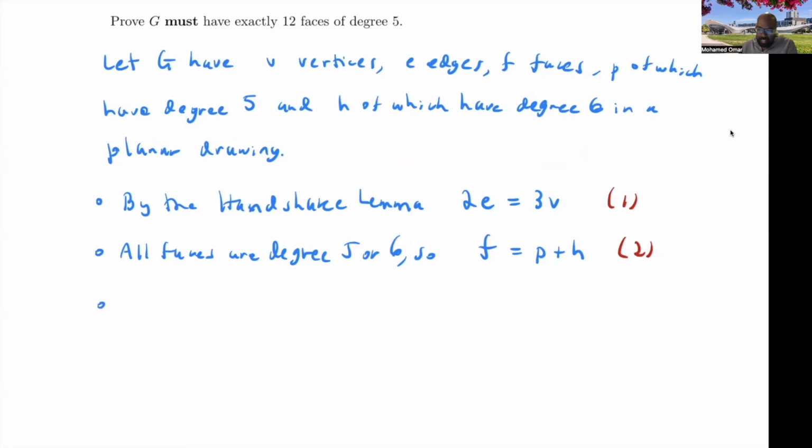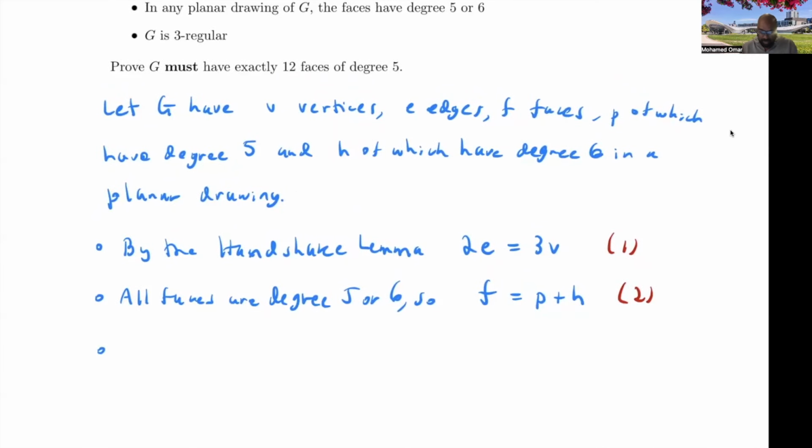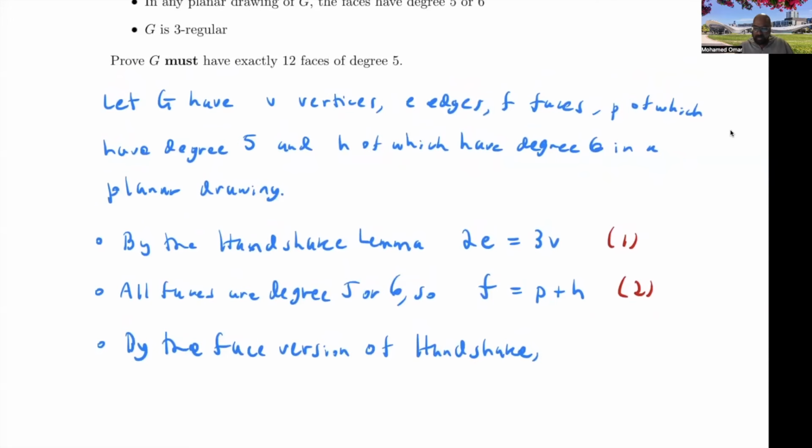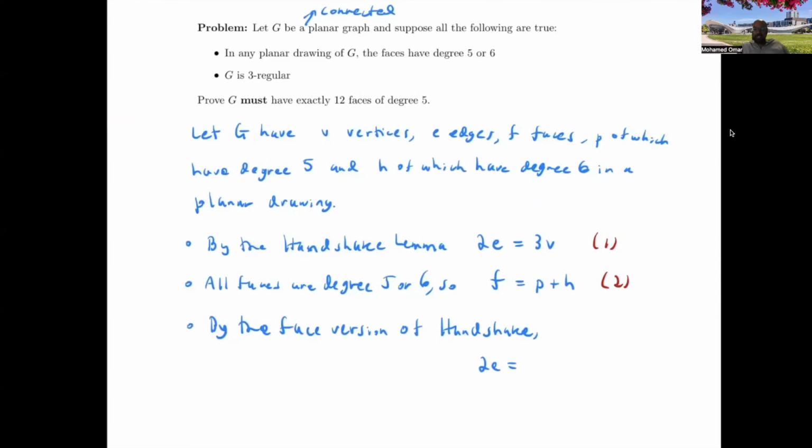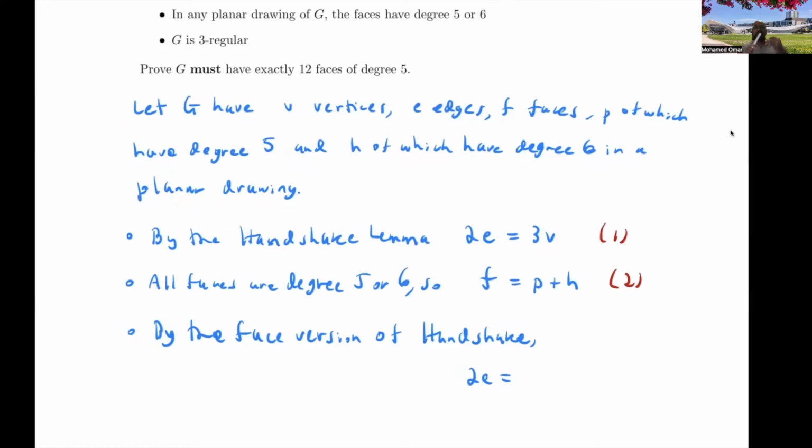Now we can use 2 to get a different formula using the face version of the handshake lemma. So by the face version of the handshake lemma, twice the number of edges is the sum of the degrees of the faces. But we have faces of degree 5, the number of them is P. And so the sum of the degrees of the degree 5 faces is 5P. Each one of the P degree 5 faces has degree 5, so that takes care of those. And then similarly, the sum of the degrees of the degree 6 faces is 6H. Okay.